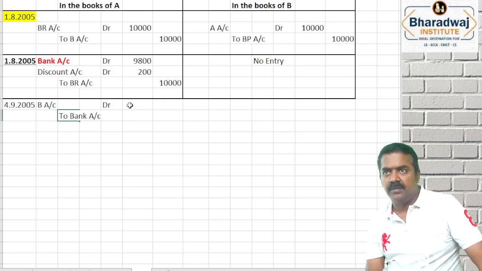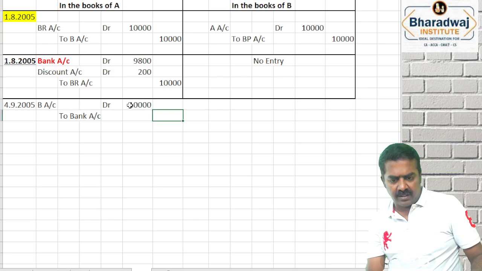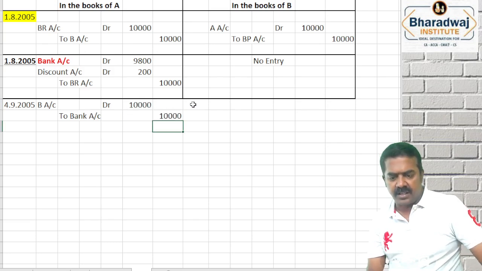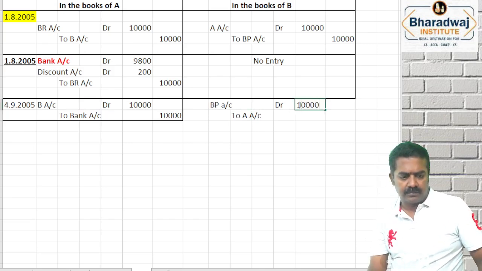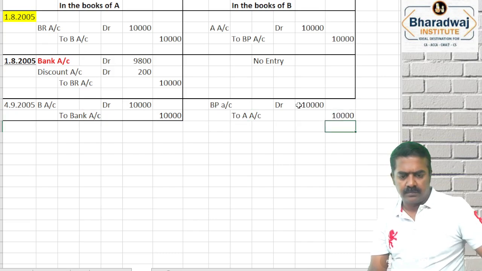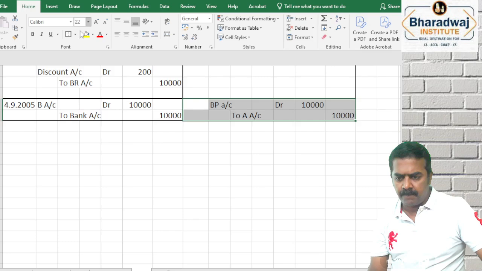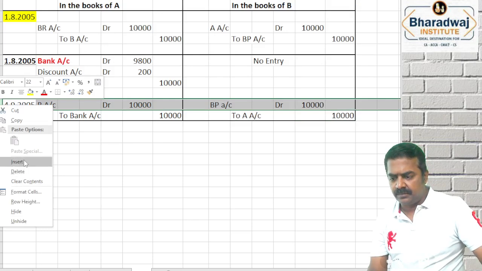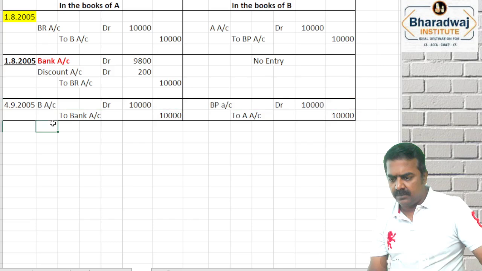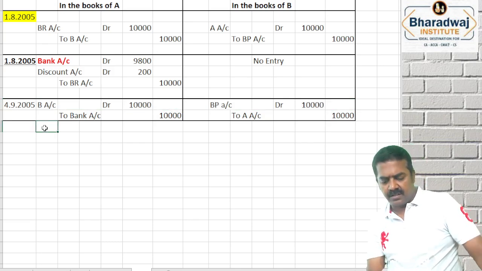So first cancel the bill, 10,000. First cancel the bill 10,000. What is the entry the other party will pass? Bills payable account debit to what? A account. Then charge interest. First cancel the bill, then charge interest.